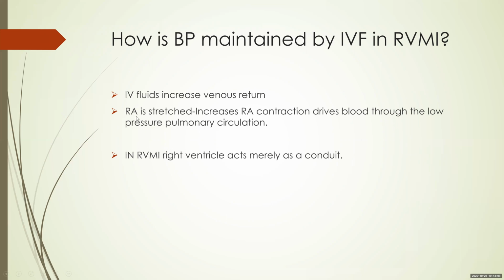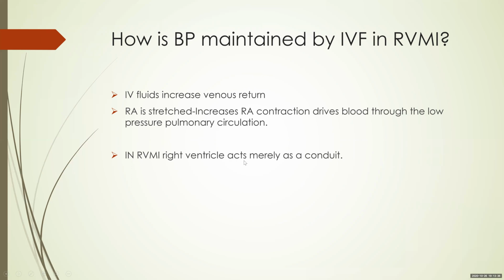So you give IV fluids, and this increases venous return. This increased venous return stretches the right atrium. Now, by the Frank-Starling mechanism, there is increased right atrial contraction. Remember, it's the right atrium which plays the important role, not the right ventricle. The increased right atrial contraction drives blood through the low pressure pulmonary circulation. The pulmonary circulation is an extremely low pressure circulation, around 25/10 millimeters of mercury. So increased right atrial contraction is the one responsible for driving the blood through the low pressure pulmonary circulation.